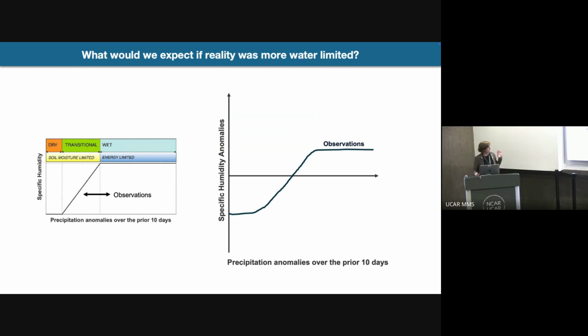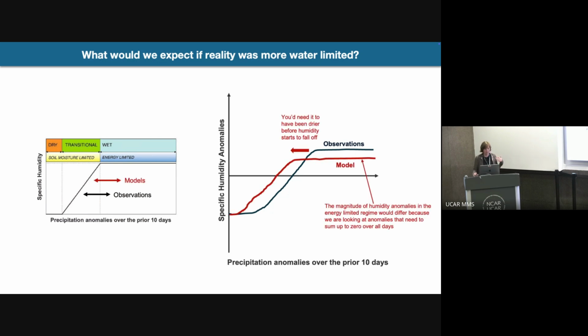So let's think about what we would expect. If we have a curve like this for observations of how near surface humidity varies as a function of how dry it has been, I think if the model was less water limited, you might imagine that it would need to have been drier before near surface humidity starts to fall off. And since we're in anomaly space here, where they're all adding up to 0, I think the anomalies in the energy limited part would be a bit smaller.